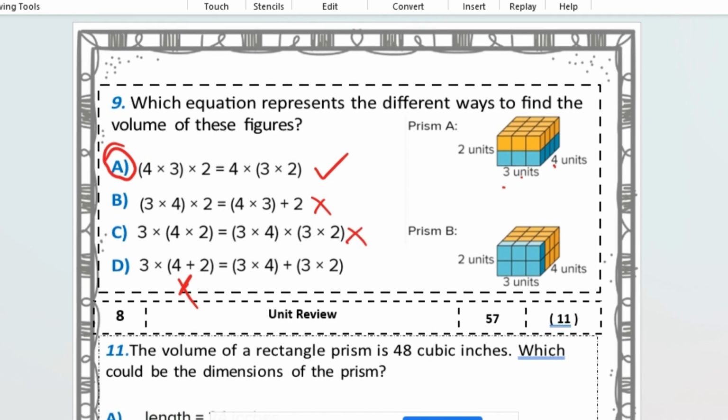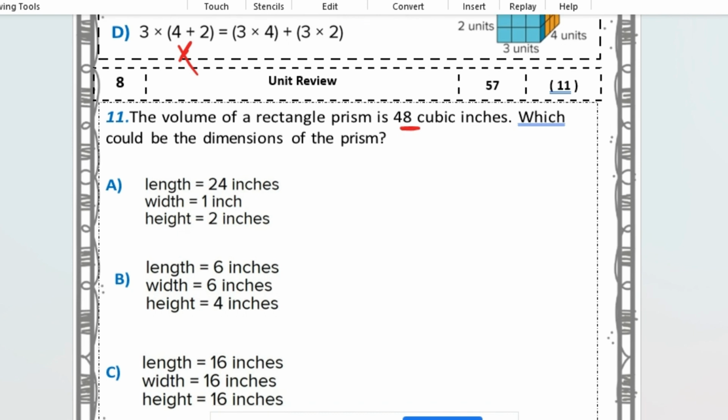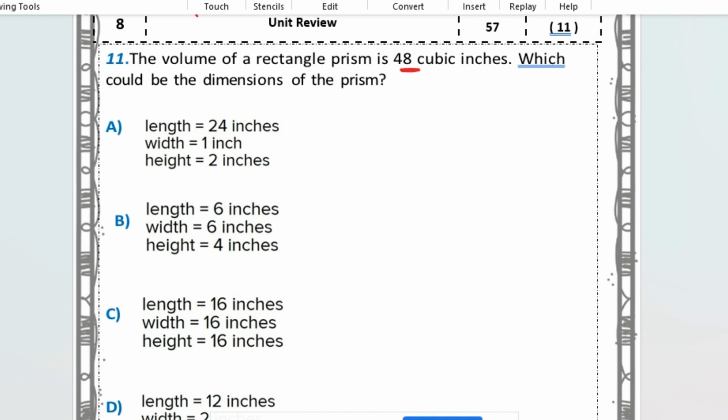Okay, let's move on to the next question. The volume of a rectangular prism is 48 cubic inches. Which could be the dimensions of the prism? So we have a rectangular prism that has a volume of 48. Which numbers can be the dimensions? We want the length times the width times the height, L times W times H, to equal 48 cubic inches.